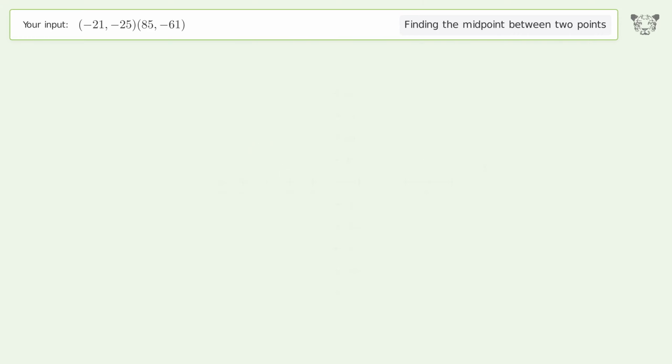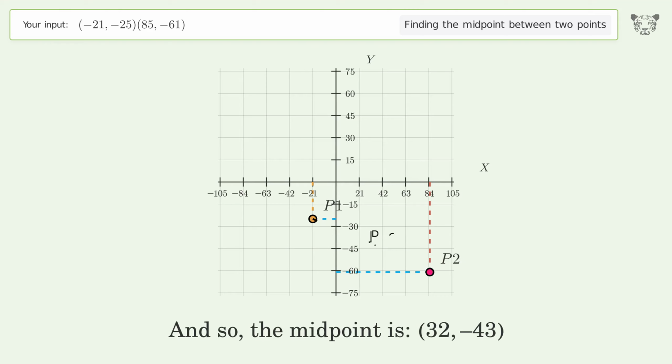And so, the midpoint is 32, negative 43.